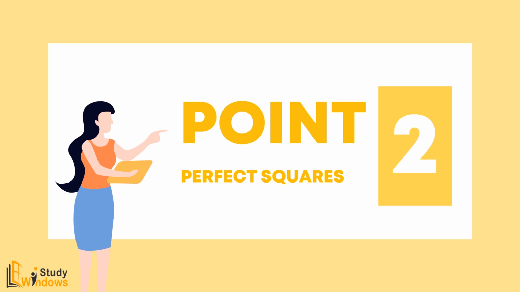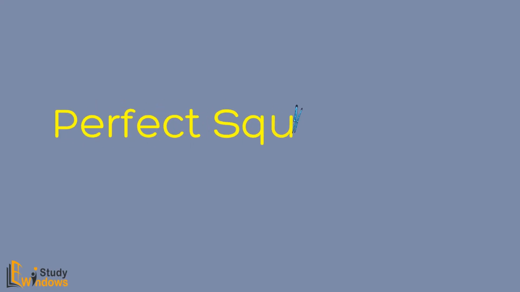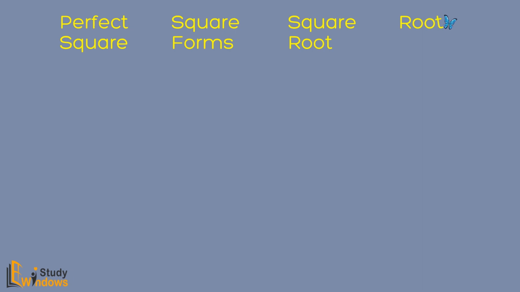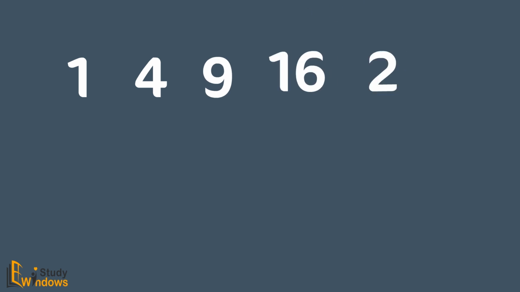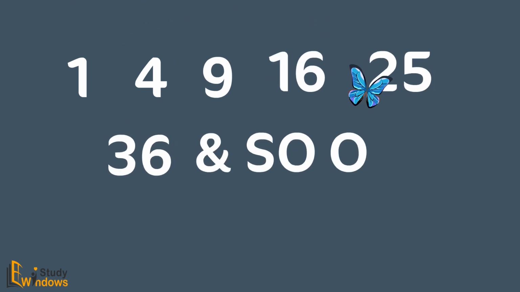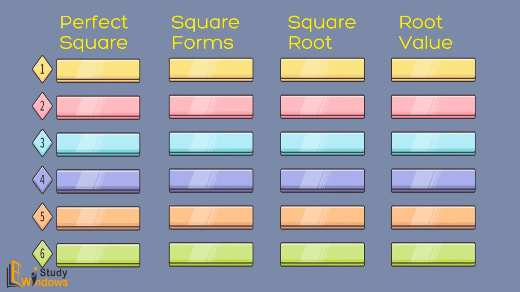Point number 2. The square roots of all perfect squares. These are very simple, and we all know it. So, perfect square roots. We will see a table in the form of perfect square, square forms, square roots, root value. Perfect square means 1, 4, 9, 16, 25, 36 and so on. Let's try to understand the perfect square roots in a table.